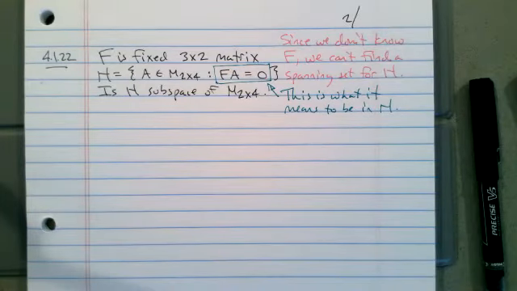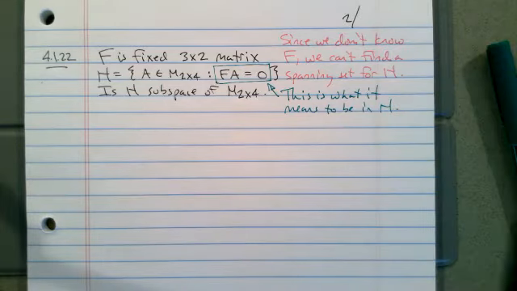So a matrix is in H if F times that matrix is 0. If a matrix is in H, then F times that matrix is 0. We can use it to characterize everything in this subset, and we can use it to show that something is in the subset. So we have to show 3 things.